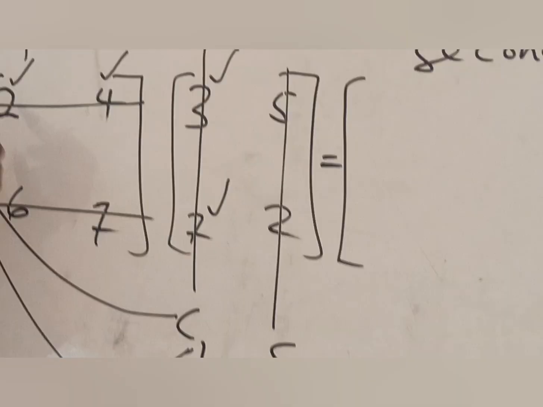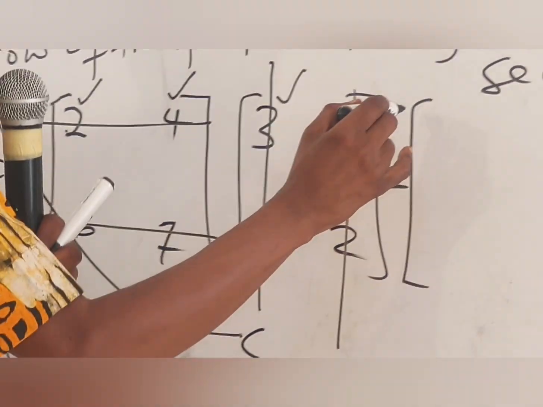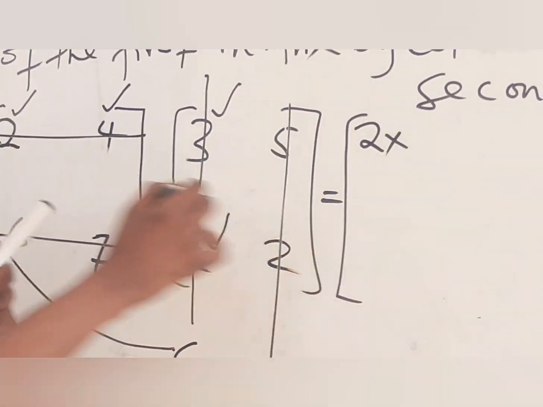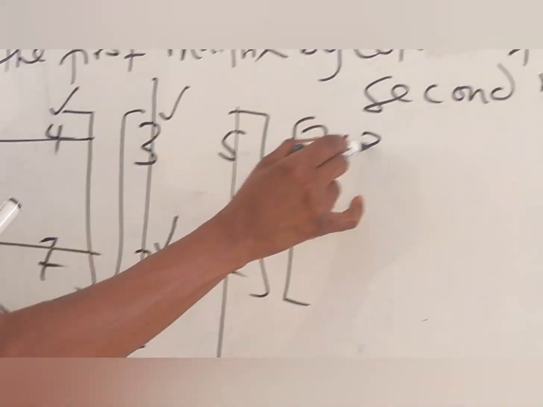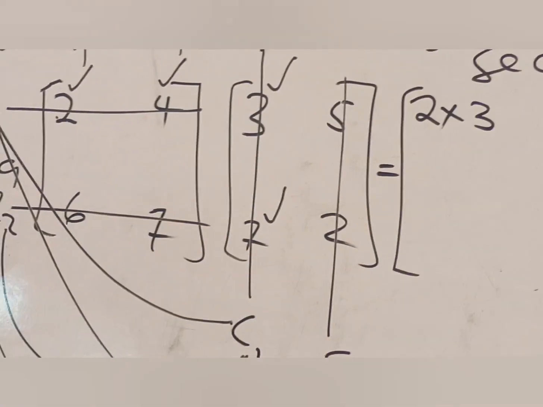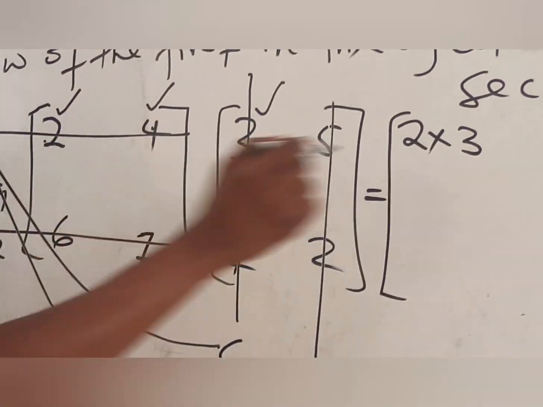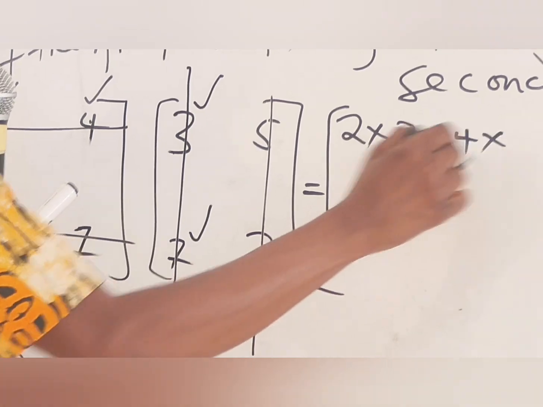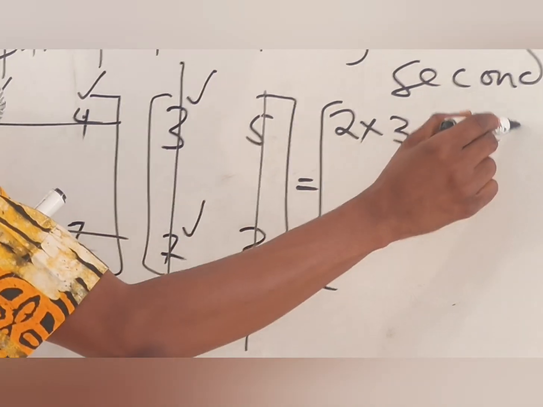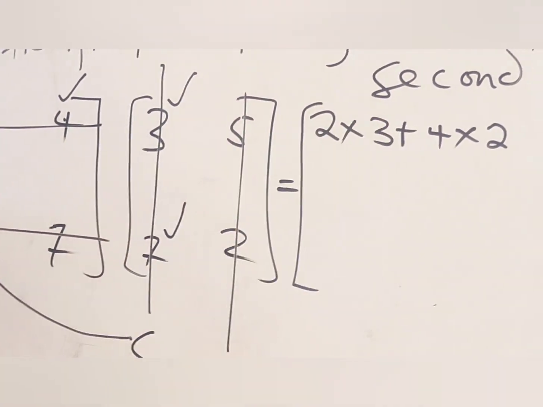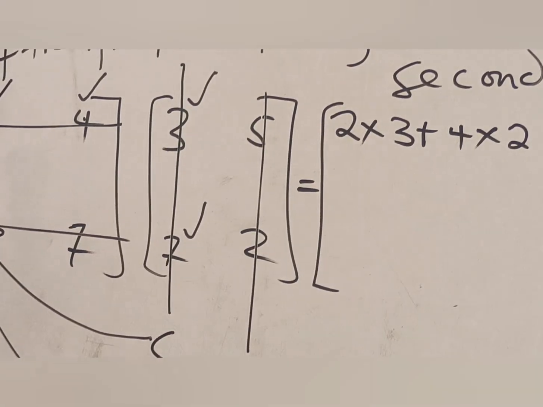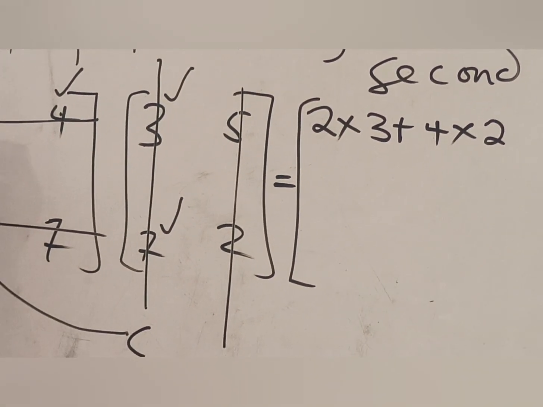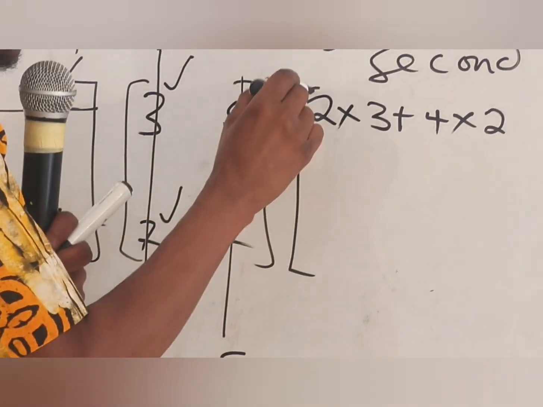So we're going to pick the first on the row. On the first row is what? 2. The first on the first column is what? 3. The second is what? 4. The second is what? 2. The result, you add. It's going to replace the first position. Only the first position we have just done like that.